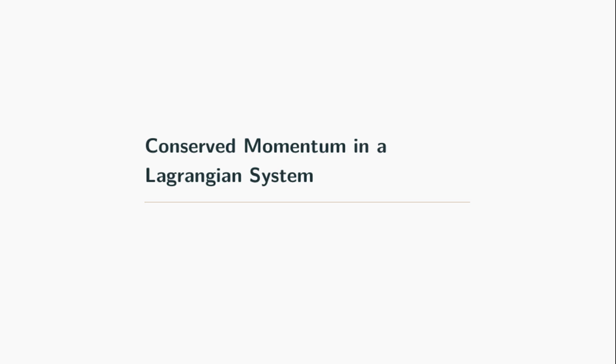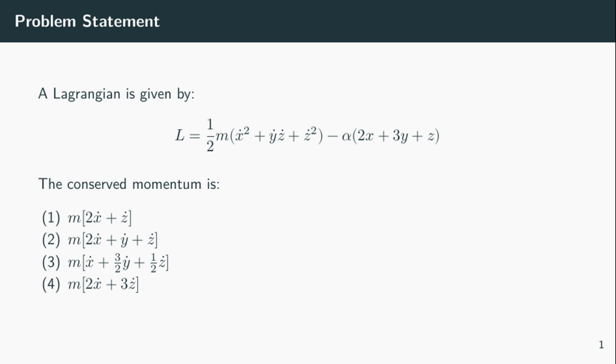Okay, let's dive into this problem about conserved momentum in a Lagrangian system. So here's our problem statement. We are given a Lagrangian which describes the dynamics of our system. You can see the expression there, L equals 1 half m times the quantity x dot squared plus y dot z dot plus z dot squared, all of that, minus alpha times the quantity 2x plus 3y plus z.